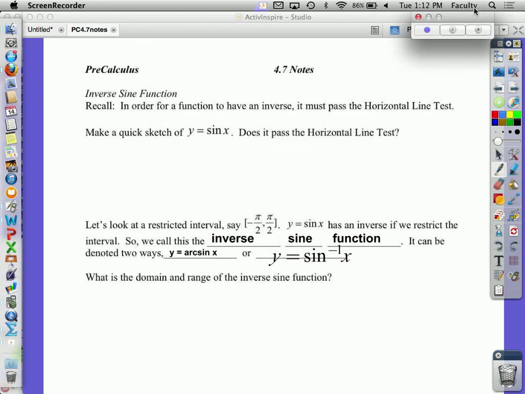Okay, here we go. Why do we need inverse trig functions? Well, we've seen them back in geometry and in Algebra 2. If you want to solve a trigonometric equation like sine x equals 0.5761, you have to do inverse sine to do it. In order to have an inverse, a function must pass the horizontal line test. So, let's make a quick sketch of y equals sine x.